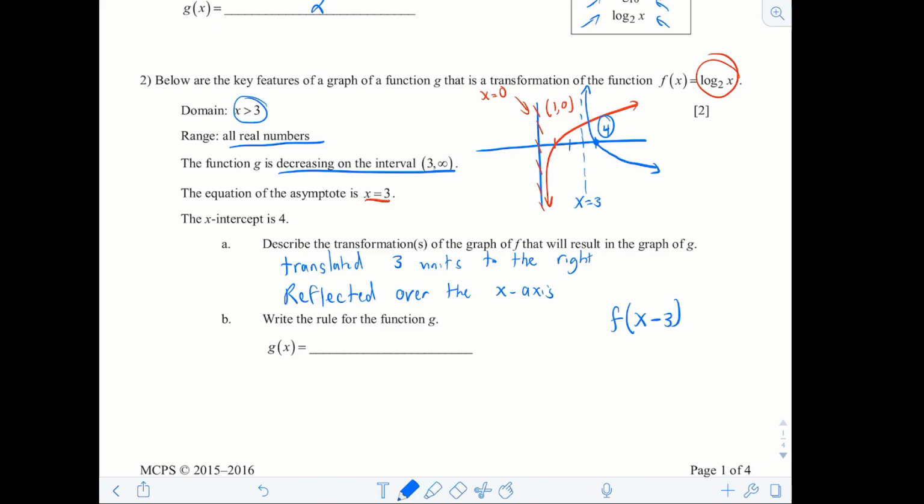And since we're also talking about a reflection over the x-axis, which means that we're going to, in a sense, be changing the f of x to be negative. So how to do that? We're going to write this as negative log base 2 of parentheses x minus 3. And that will give us a result. The negative reflects over the x-axis, and then the minus 3 moves it over 3 units to the right.